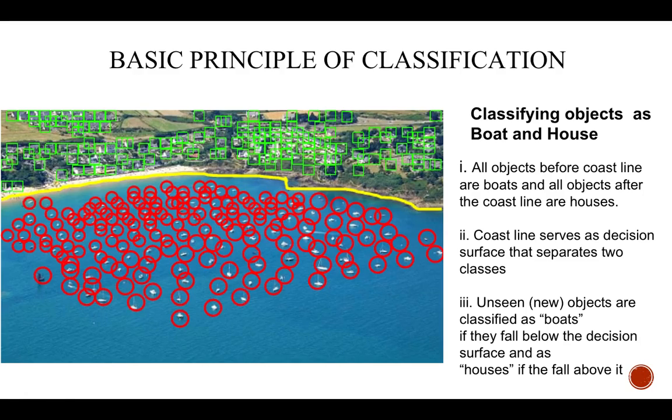All objects before the coastline are boats, and all objects after the coastline are houses. The coastline serves as a decision surface that separates the two classes here. New objects are classified as boats if they fall below the decision surface, and as houses if they fall above it.